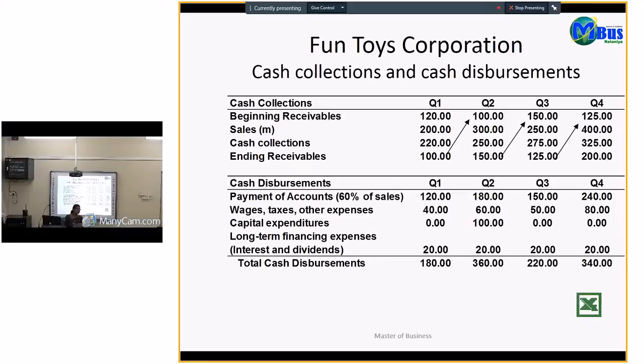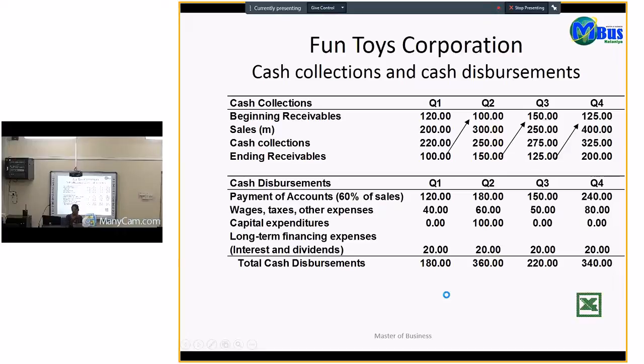So it is again done. Beginning cash and receivables are there. You have to consider the four quarters. Quarterly details are being given. Then we have to add up the sales, and these are the collections that we collect throughout the period: 220, 250, 275, and 325.